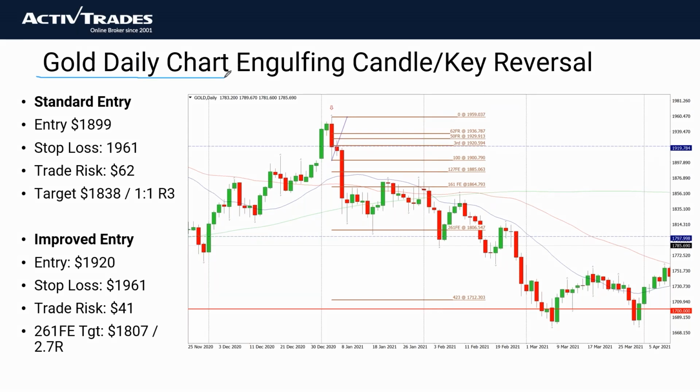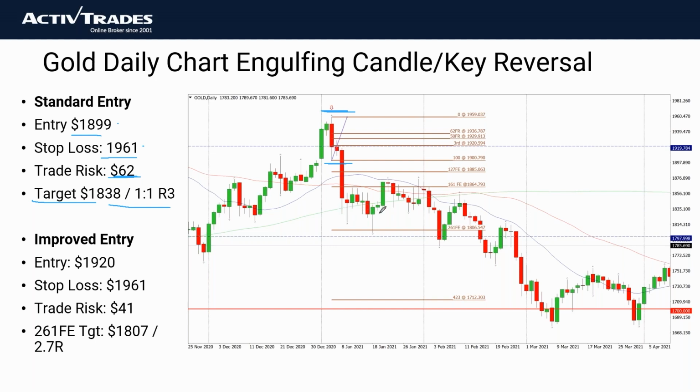So here's a couple of examples. This is on gold, the daily chart. Price is in a nice uptrend, and then what happened here? We were at a level of resistance at the end of a trend, and price printed this bearish engulfing candle. If I was using the standard entry, my standard entry was at $18.99 with my stop loss above the high at $19.61. So my trade risk, the difference between my entry and my stop loss, was $62, and my target was down at 1838 for a 1-to-1 reward to risk.